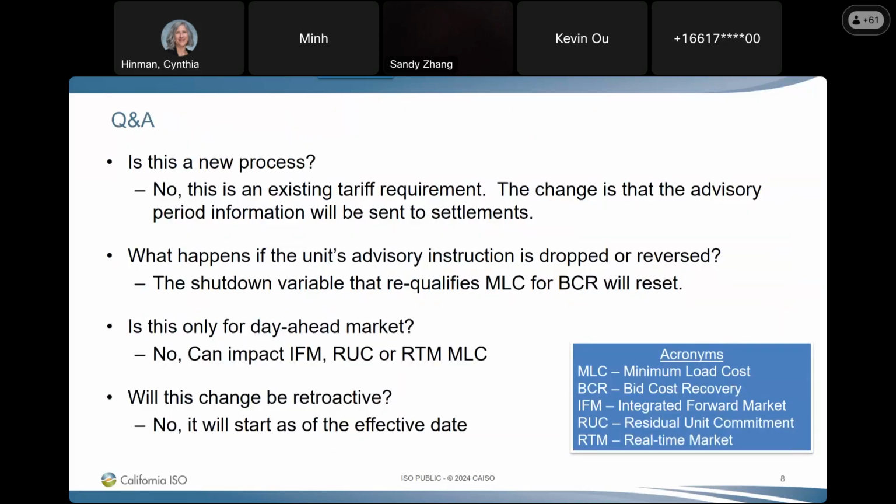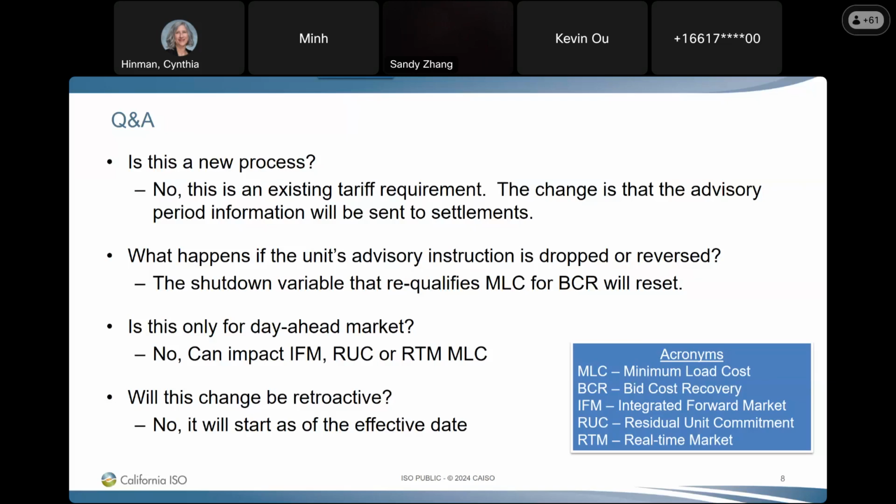So some questions that have come up. Is this a new process? No. It's an existing tariff requirement. The only change is that the advisory period information is getting sent to settlements. We're implementing this flag. What happens if the unit's advisory instruction is dropped or reversed? Well, then this variable flag will be reset. So the shutdown variable that requalifies minimum load cost for bid cost recovery will be reset.